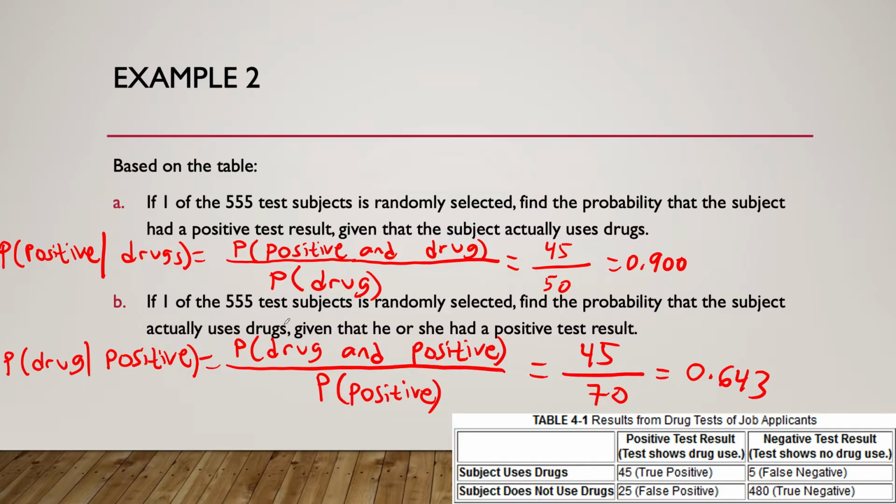If one of the 555 test subjects is randomly selected, find the probability that the subject actually uses drugs, given that he or she has a positive test result. The numerator is the same thing at 45, because despite the fact that we just switched the order of these two, it's still the same thing. The denominator now is the probability of being positive. So 45 plus 25 is 70, and 45 divided by 70 is 0.643. So that reduces the probability in that case.